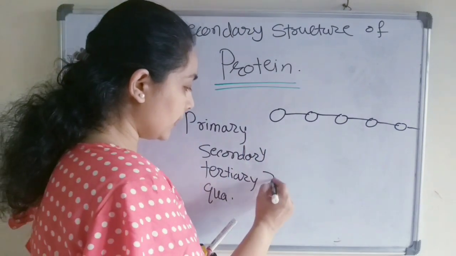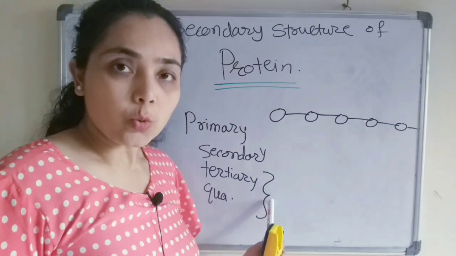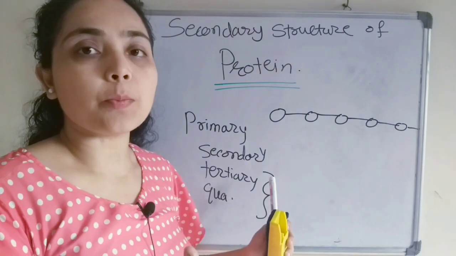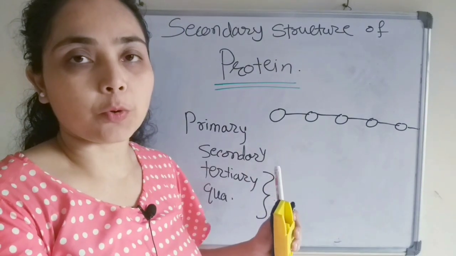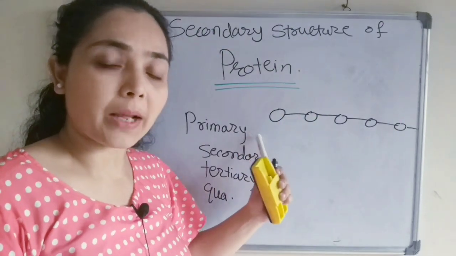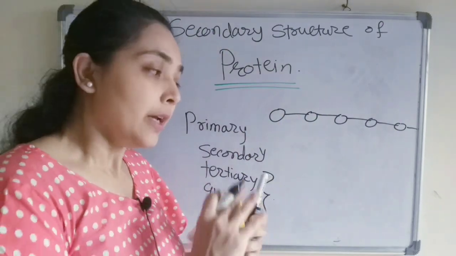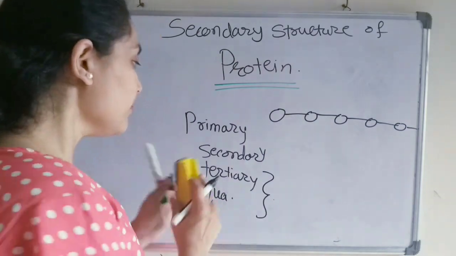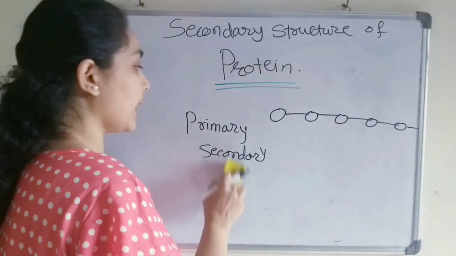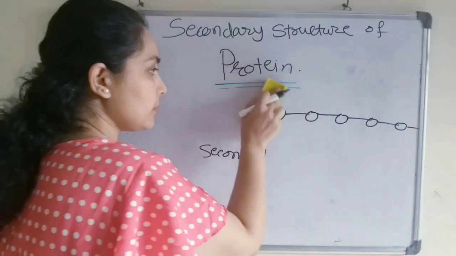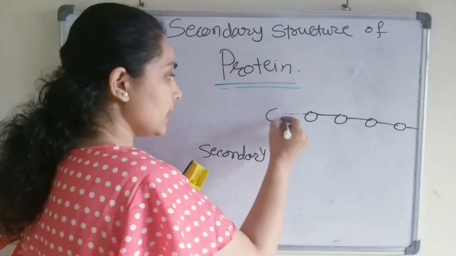Tertiary and the quaternary, these two levels are actually responsible for the functionally active protein, but first it has to undergo the primary, secondary, tertiary and the quaternary levels. These two we will study in the next class. Today we will focus on the secondary structure of the protein, how the secondary structure is formed.